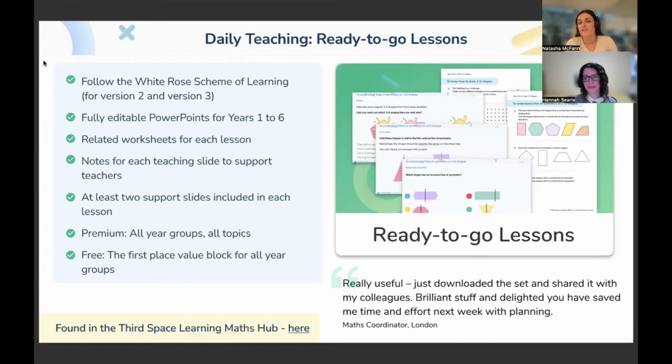Like I said, rather than just planning the lessons from the beginning and then not having as much time to think about the delivery. So I think both on the intervention side and the ready to go lessons, it's great having those notes for tutors and teachers alike. Yes, definitely. I would 100% agree with that.